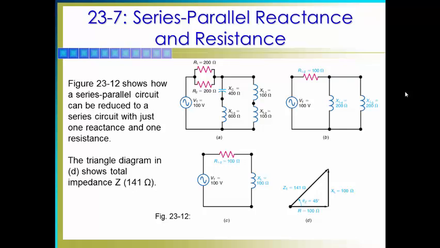And the third branch has only two inductive reactances which are in series, and they add up to be 200 ohms. So this becomes one little circuit, and then we can analyze this as a series circuit, and we find out what the total impedance is by using the right angle triangle formula, which comes out to be 141 ohms.